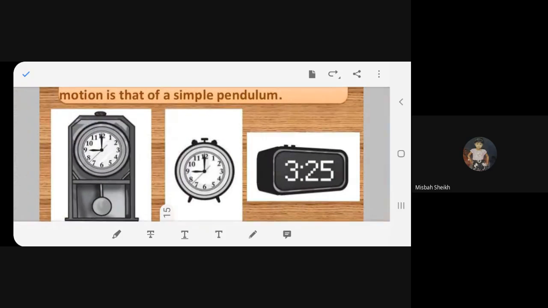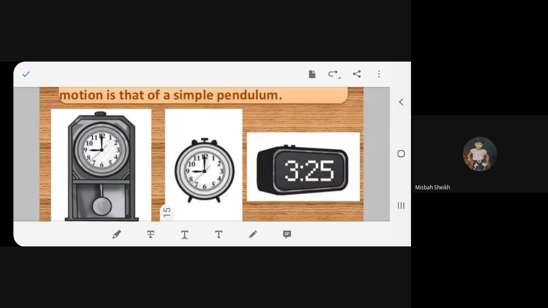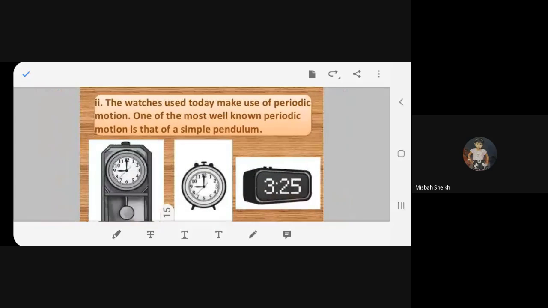Do you want me to ask any question, beta? No. I've shown you the difference between all the types of clock. Rather, we call this an alarm clock. Remember, this one is called an alarm clock. Remember? Yes or no? Yes. Okay.